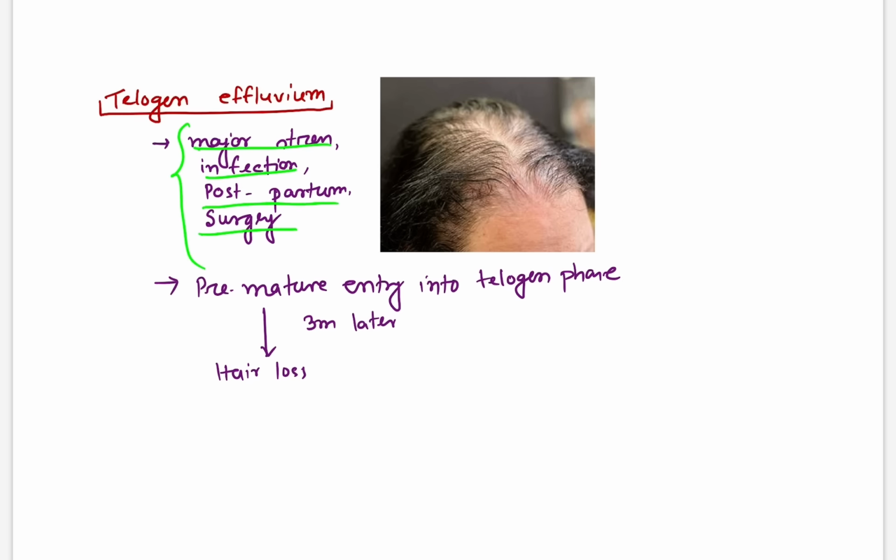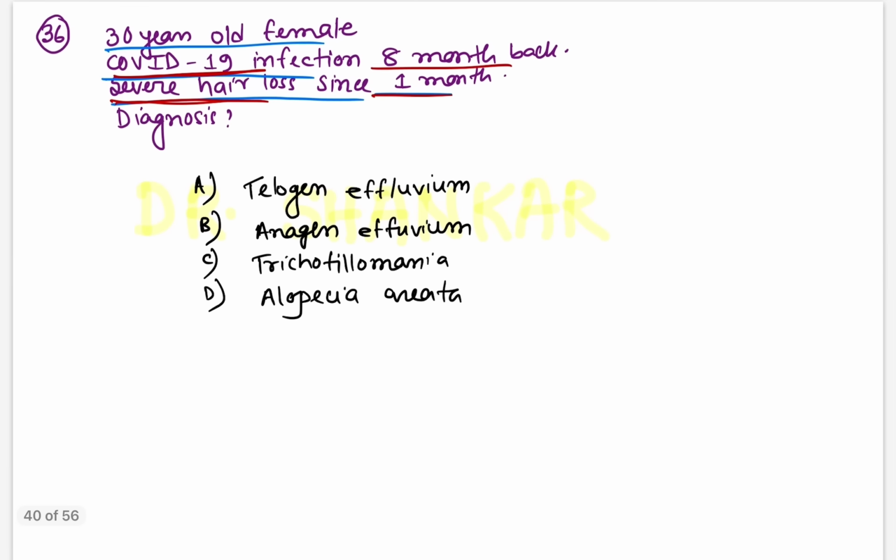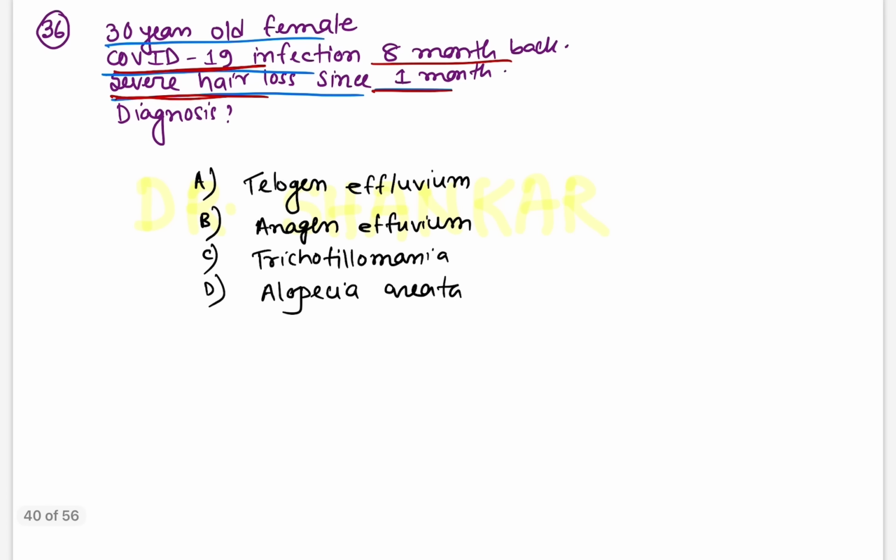there is premature entry of hair into the telogen phase, and that is followed by severe hair loss. So this is known as telogen effluvium. Telogen effluvium usually occurs following surgery, major stress, infection, and in the postpartum period. See the hair loss, low hair density. So this is a typical case of telogen effluvium.